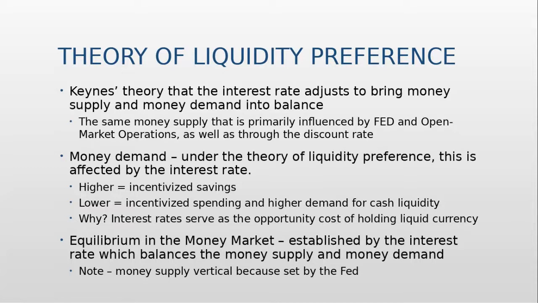Now, what is money demand? Well, under the theory of liquidity preference, this is affected by the interest rate. This is the amount people want to hold of money and how much they want to save. So if there is a higher interest rate, we conceive this as incentivizing higher savings rates, right? So if you can earn more money by putting more cash in your savings account, theoretically, you should then put more money in your savings account, which would reduce your money demand.